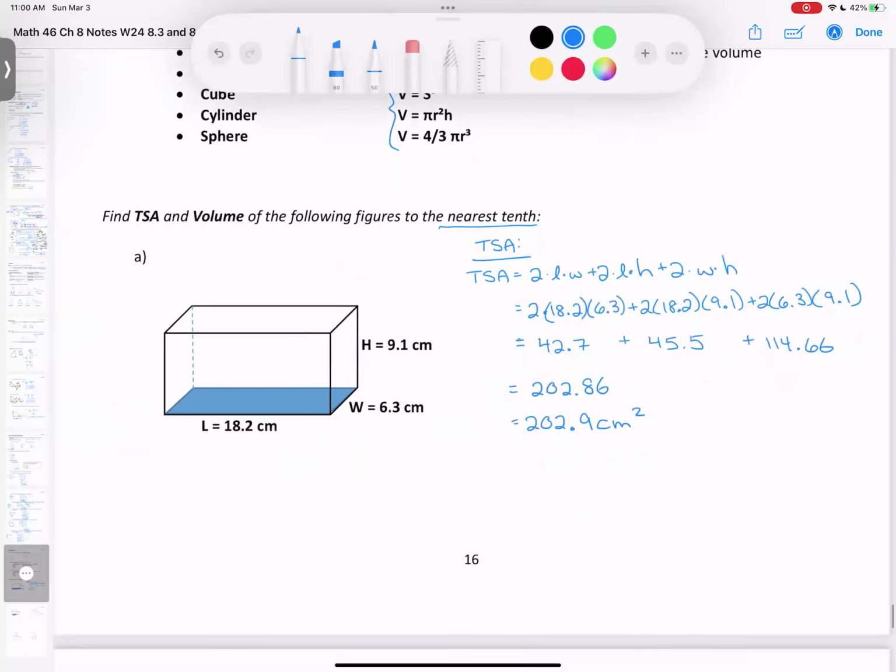All right, let's do volume now. So if we're trying to figure out the amount of space this object occupies, we're looking at volume. And volume of a rectangular solid, if you look on your formula sheet, you'll see it's length times width times height. So our length is 18.2. Our width is 6.3. And our height is 9.1. And so what does that give us?